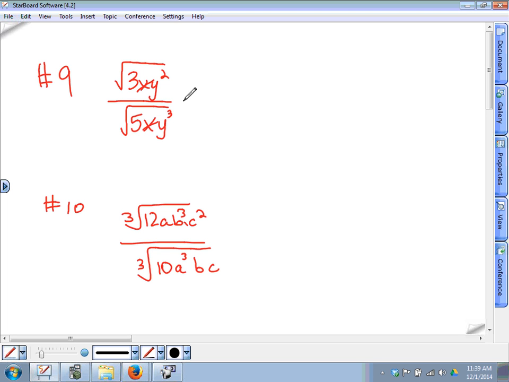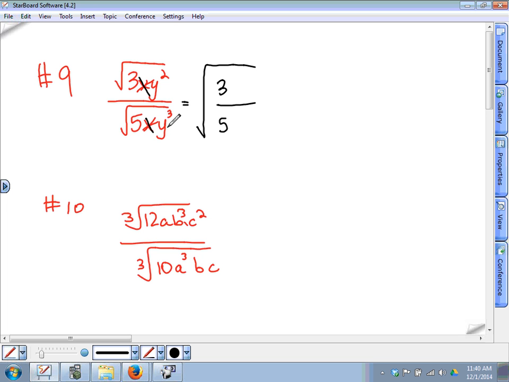What should we do first? Most of the time, writing it as one big fraction will help you simplify a few things. So take it into one root instead of 2 separate square roots. Nothing happens with the 3 and the 5. The x's are gone.